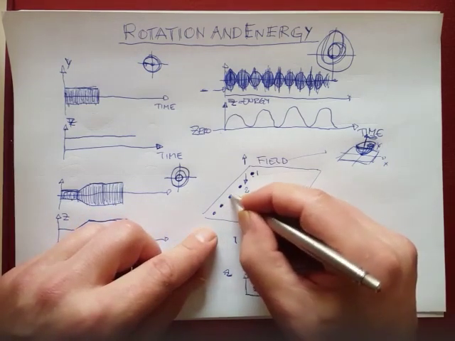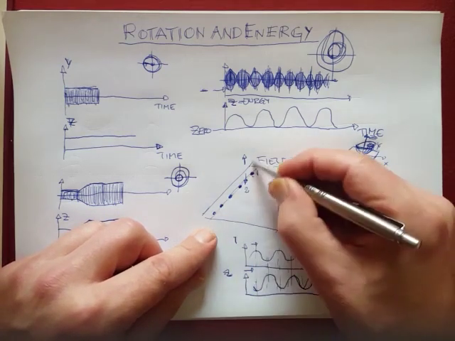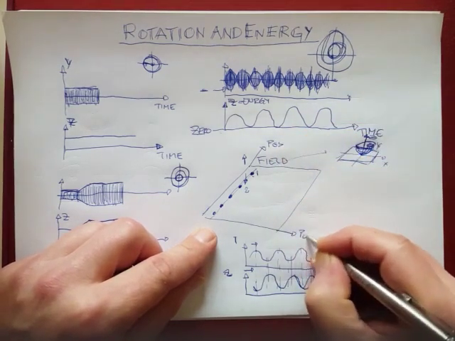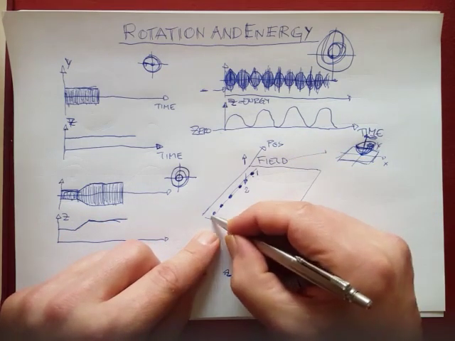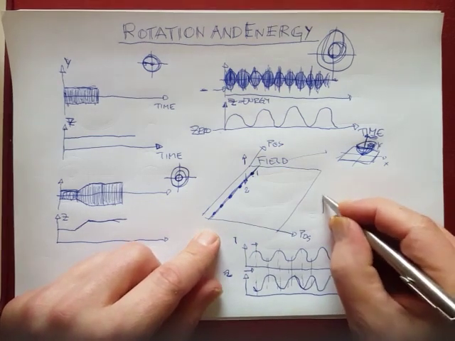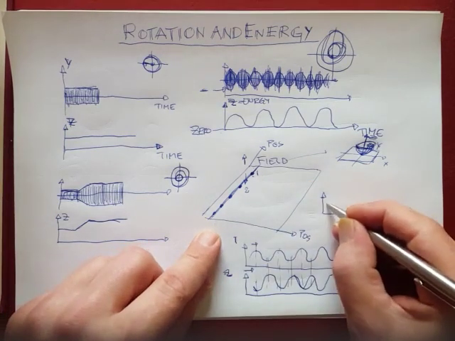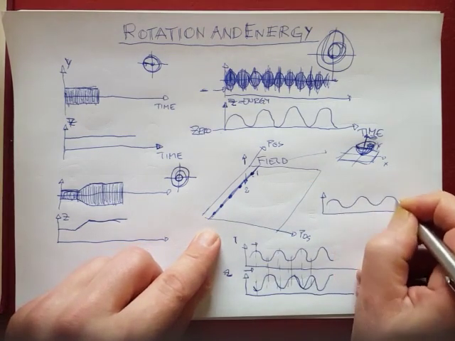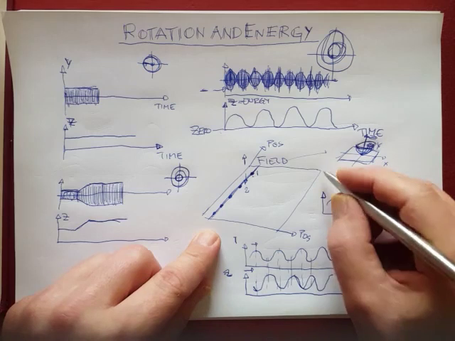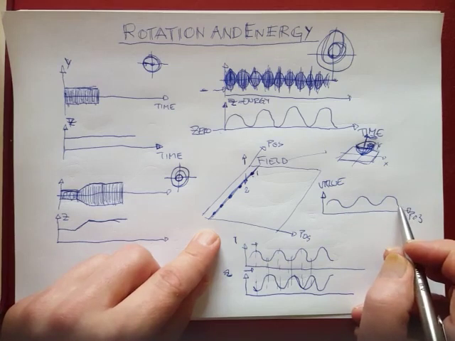And then if we look at those values here in the field, these are positions in the field. So if we look at this particular line in the field and the values which are there in the field, those values by position create a wave too.